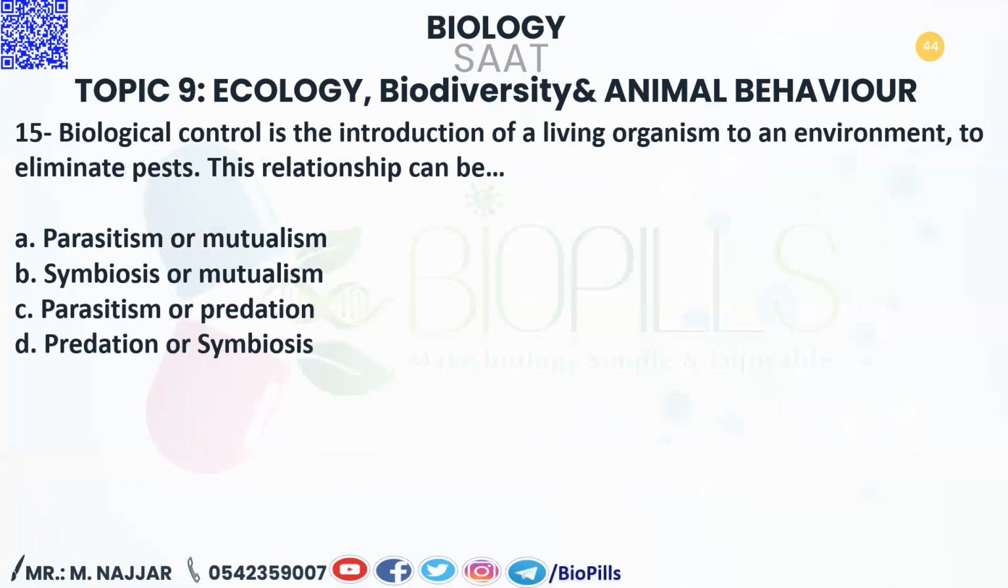Question number 15. Biological control is the introduction of living organisms to an environment to eliminate pests. This relationship can be either A, parasitism or mutualism; B, symbiosis or mutualism; C, parasitism or predation; D, predation or symbiosis. Exactly. The two relationships that we can make use of in order to introduce a species to kill or eliminate another species are either parasitism or predation.